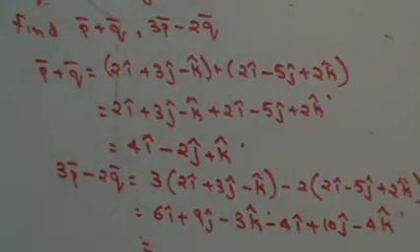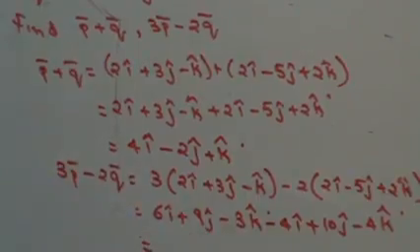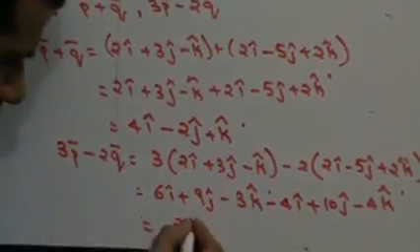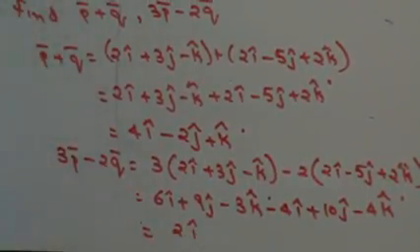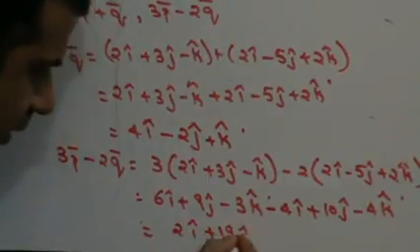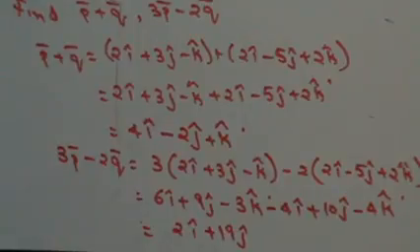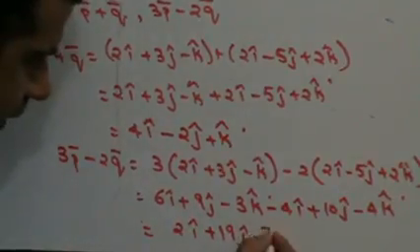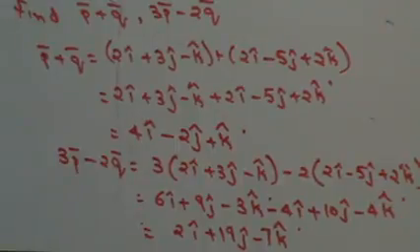So 6i vector minus 4i vector will give you 2i vector. 9j vector plus 10j vector will give you 19j vector. Minus 3k vector minus 4k vector will give you minus 7k vector. Therefore 3P vector minus 2Q vector is going to be 2i vector plus 19j vector minus 7k vector. Fine, do we get this?